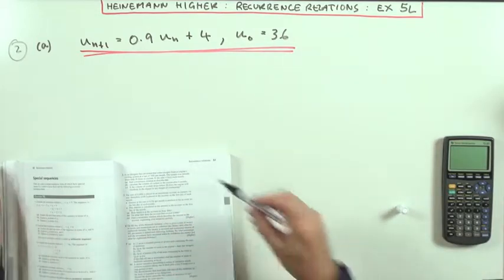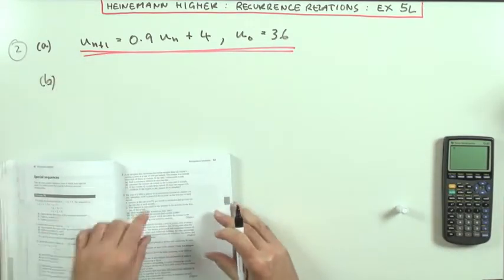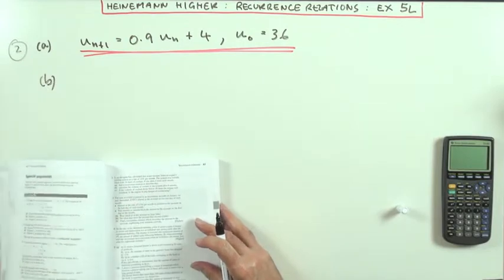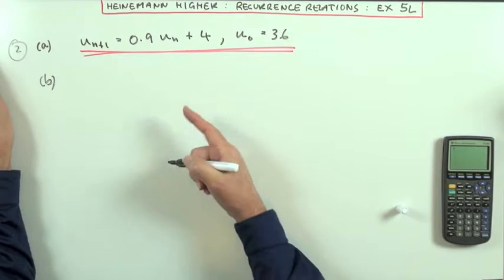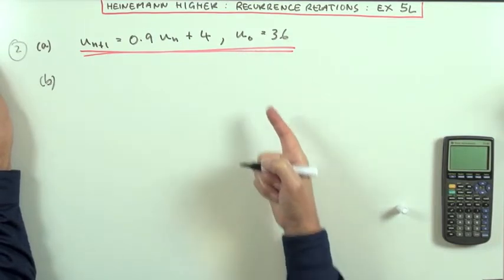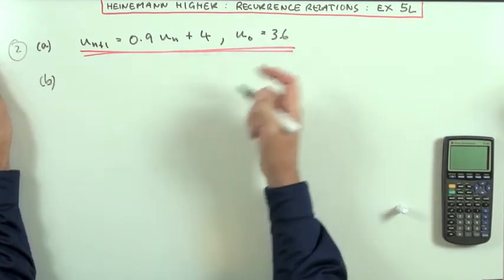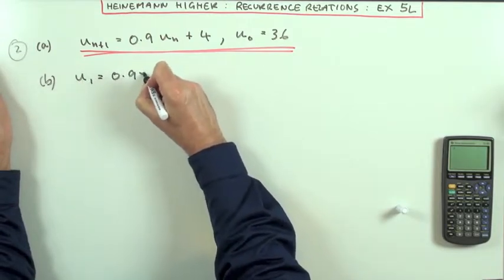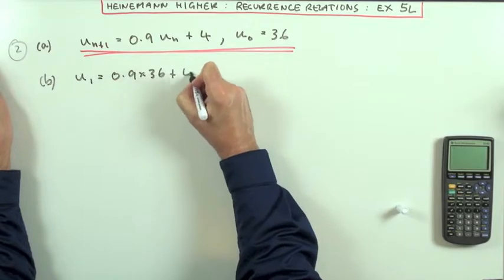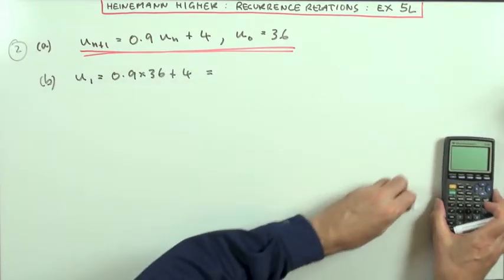Some terrible underlining. B. Calculate the volume left after 6 months. Well, that's just a plod then, isn't it? So after 6 months means I'm going to go up to U6, because that's the initial value. U1 will be after 1 month. So I'll have to do this. I'll say U1 is 0.9 times 36 plus 4, just to show the way that it works.